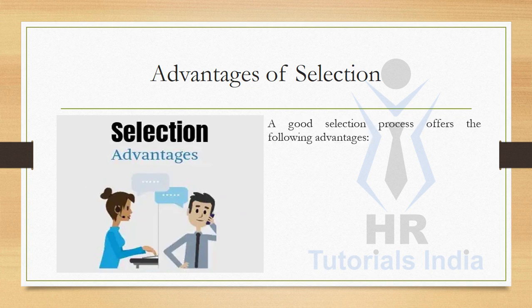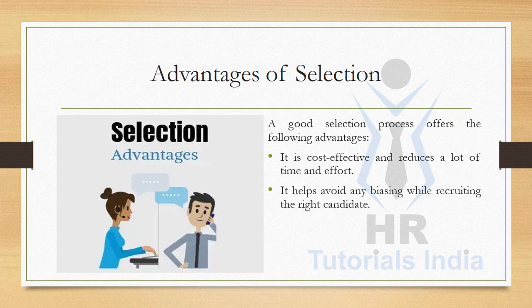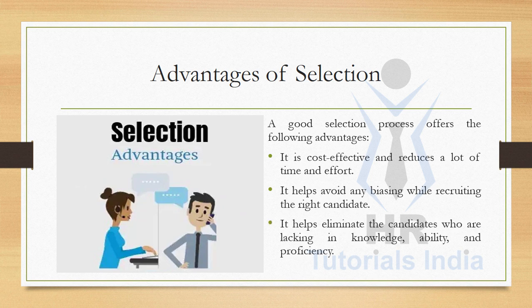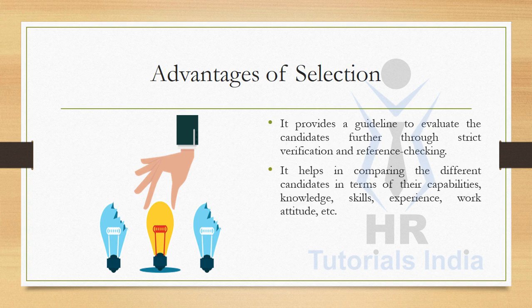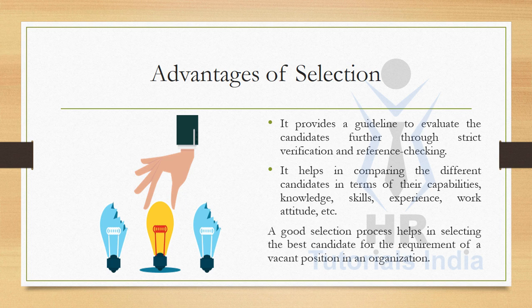Advantages of selection. A good selection process offers the following advantages. It is cost effective and reduces a lot of time and effort. It helps avoid any biasing while recruiting the right candidate. It helps eliminate the candidates who are lacking in knowledge, ability, and proficiency. It provides a guideline to evaluate the candidate further through strict verification and reference checking. It helps in comparing the different candidates in terms of their capabilities, knowledge, skills, experience, work, and attitude, etc. A good selection process helps in selecting the best candidate for the requirement of the vacant position in an organization.